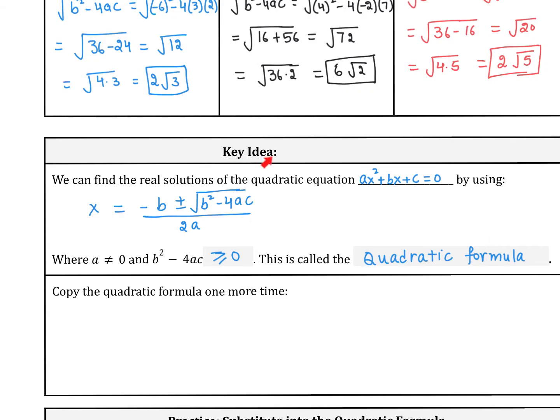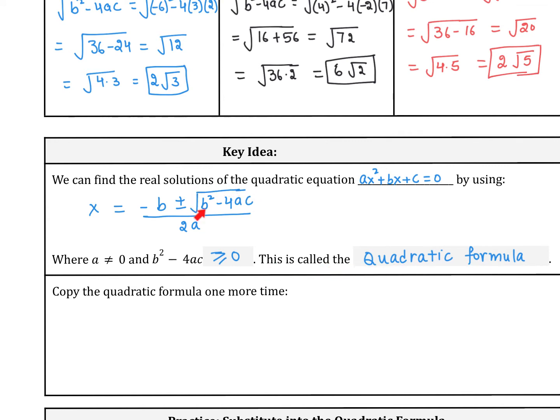Key idea to solve a quadratic equation. We can find the real solutions of the quadratic equation ax squared plus bx plus c equals 0 by using the formula x equals -b plus or minus the square root of b squared minus 4ac, all over 2a, where a is not equal to 0 and b squared minus 4ac is greater than or equal to 0. This is called the quadratic formula.